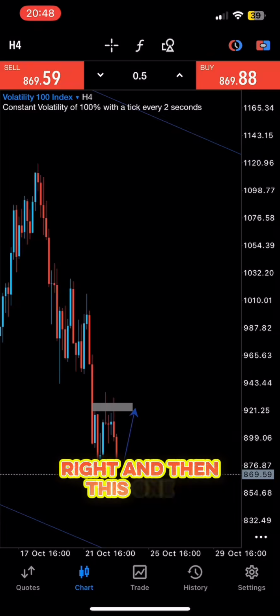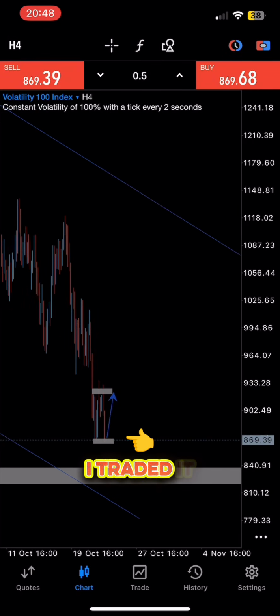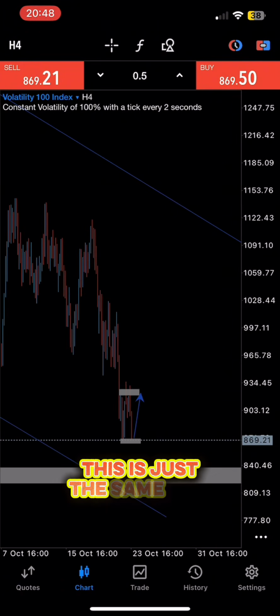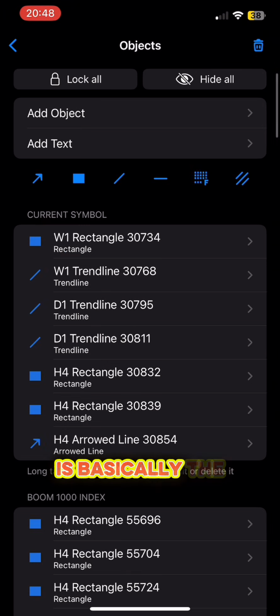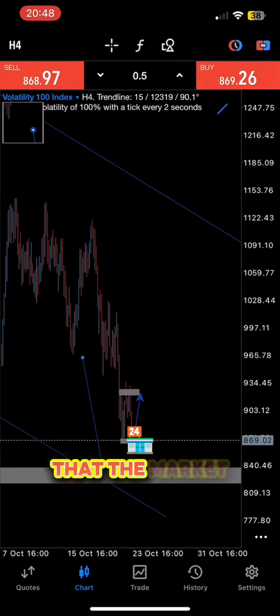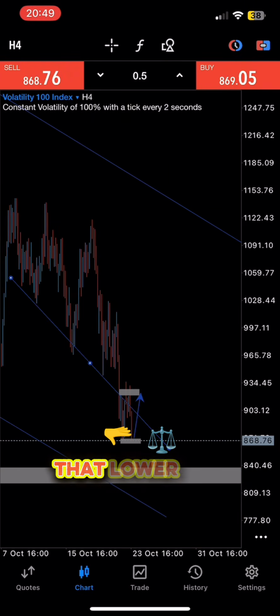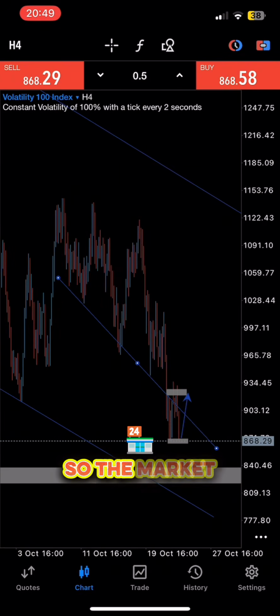And then this one is clear. I traded it in the previous trade. This is basically the same. You know that the market is going to face the difficulty of that lower low that was created, so the market is going to buy.